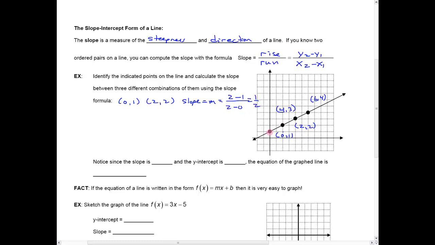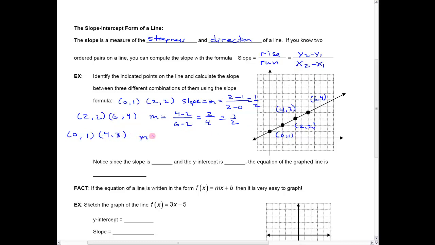It won't matter which two points I choose. If I had chosen this point right here, which is 2, 2, and this other point 6, 4, then your slope m would be the difference of your y's, so I get 4 minus 2, over the difference of the x's, 6 minus 2. You'll notice that gives me 2 on the top and 4 on the bottom, but that's still 1/2. Or just one more, if I was to choose this one, 0, 1, and 4, 3.